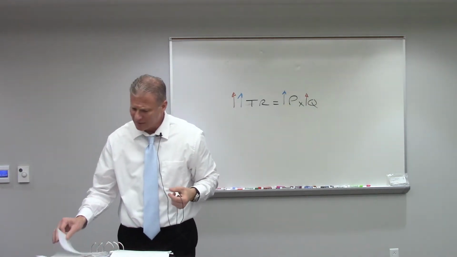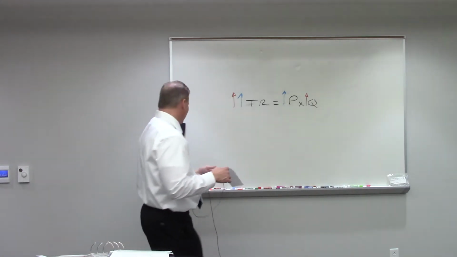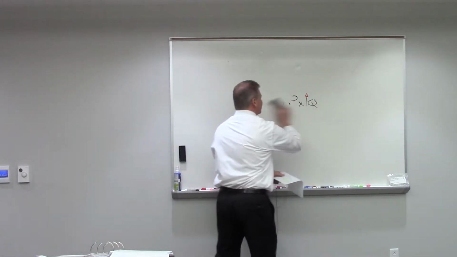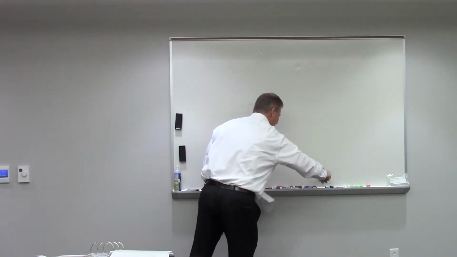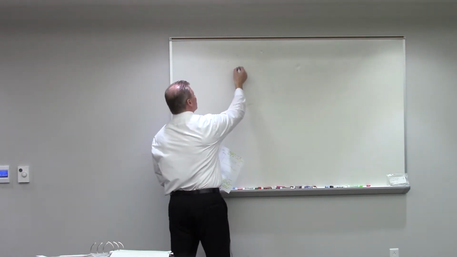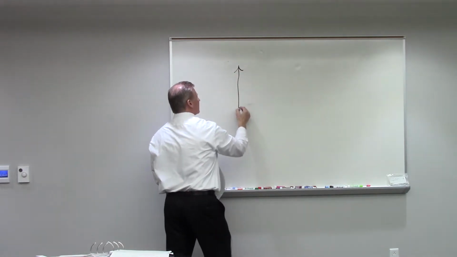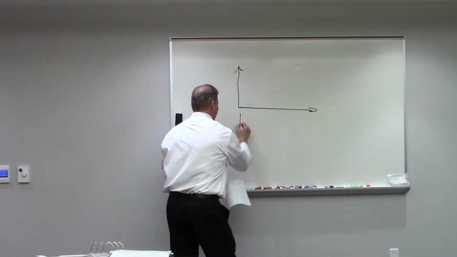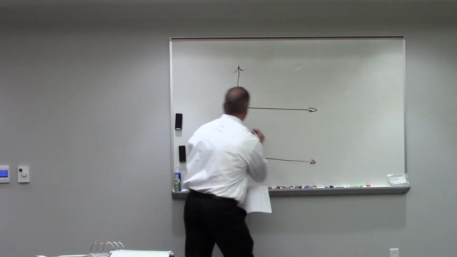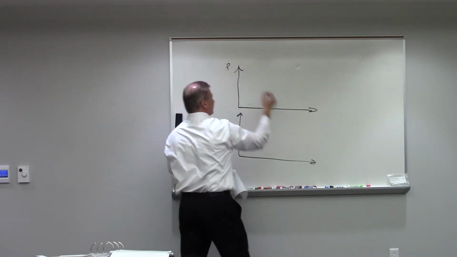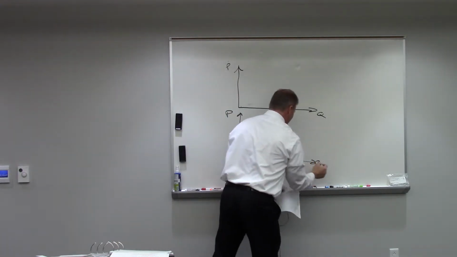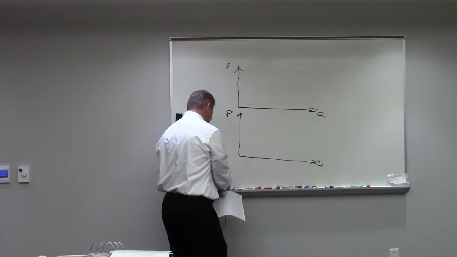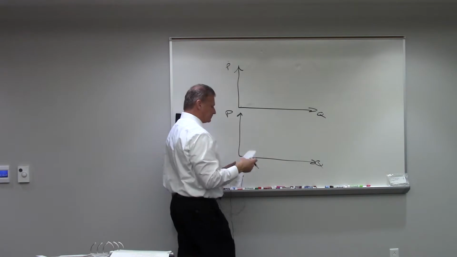So what I want to do is kind of just graphically, so you can work with it mentally as we go through this, put up two graphs here. Hopefully you'll be able to see them. Same price and quantity: price on the y-axis, quantity on the x-axis.